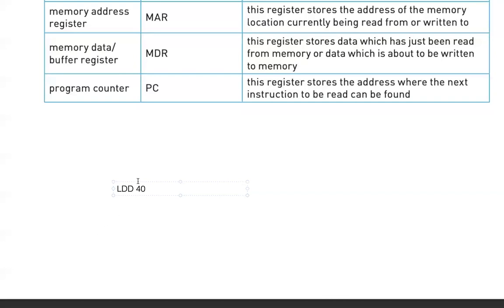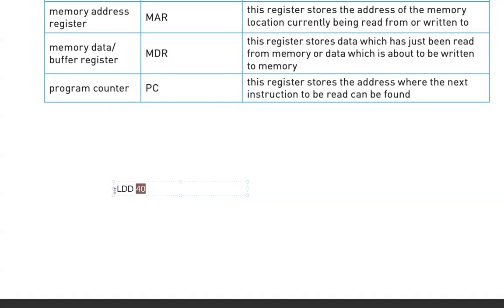Now, what this means is that I am loading. LDD is a mnemonic, by the way. Mnemonics are used in assembly languages. These are three-letter words, at most three letters. This is basically the opcode. So if this is one instruction, this is the opcode. What do I want to do? And what is the data I'm using? That's the operand. So LDD is this opcode, and it means that I want to load using direct addressing.